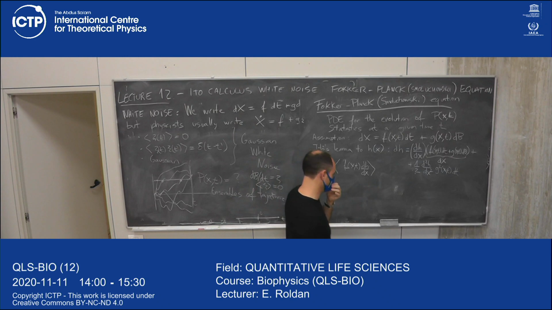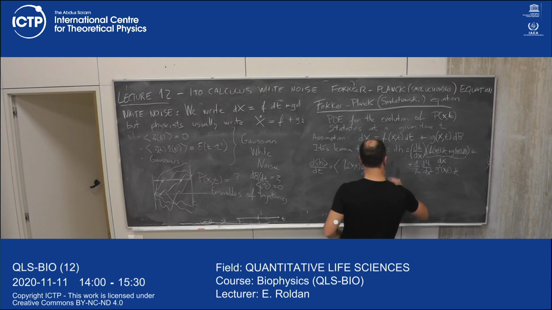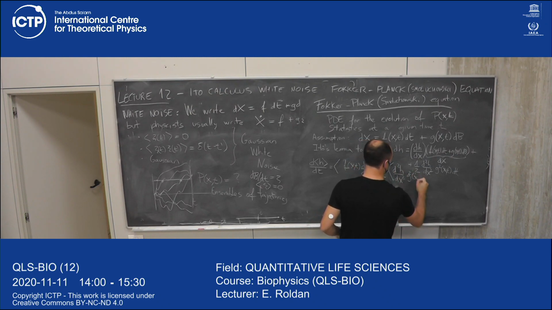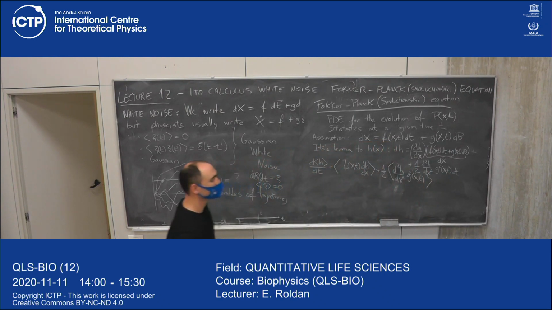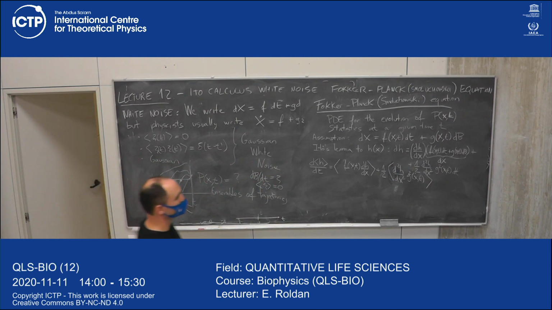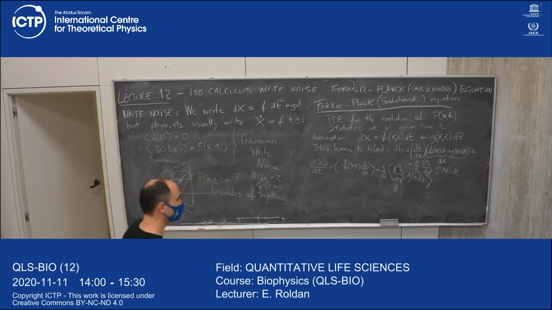And then we have the second term, which is 1/2 d squared h dx squared g squared xt. And the dt was cancelled by this. You follow me? Yes. Okay, maybe this is a bit tiring, but okay, you follow me live, this is good.